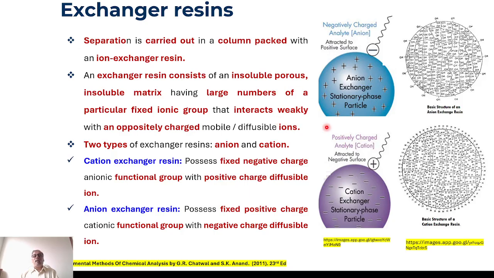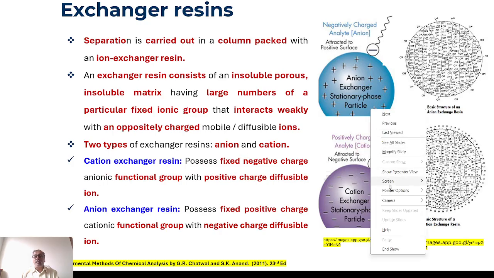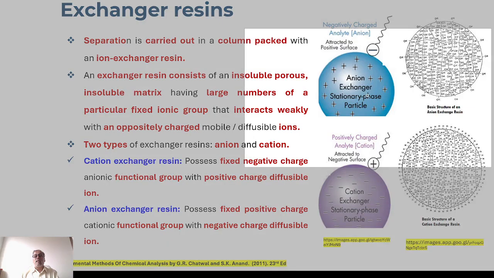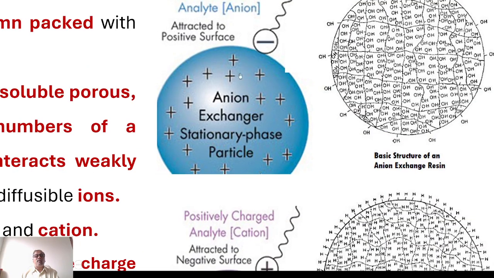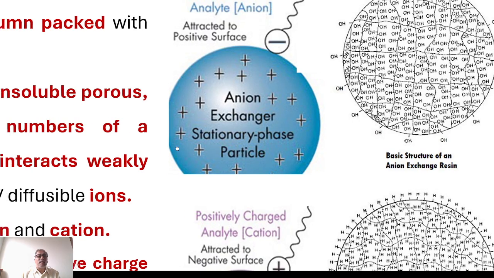As I said earlier, there are two types of resin. One is cation exchanger resin, another one is anion exchanger resin. In the case of cation exchanger resin, you can see this is cation exchanger resin. And this is anion exchange resin. This anion exchange resin will have positively charged molecules as an integral part.